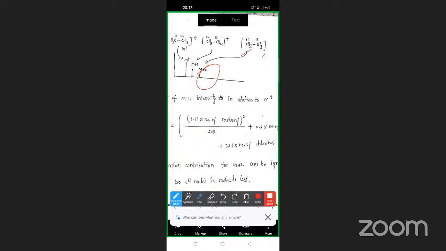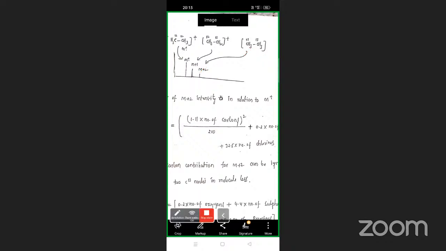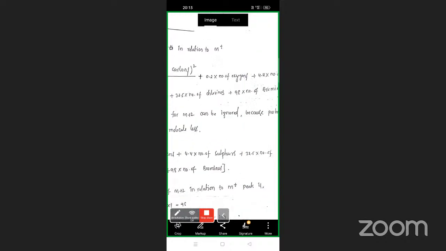So you can calculate the intensity of these M plus 2 peaks, where the partial intensity in the ratio is here. 1 into, you see how many carbons? There are 2 carbons here, and 6 hydrogens, right? Calculate the intensity of this.